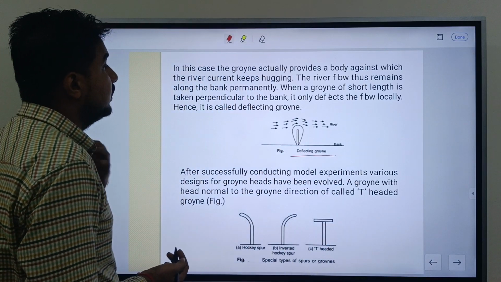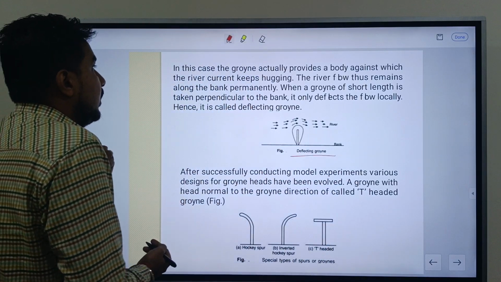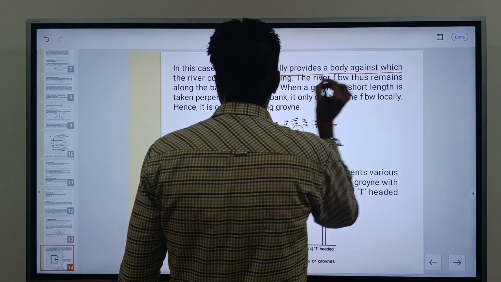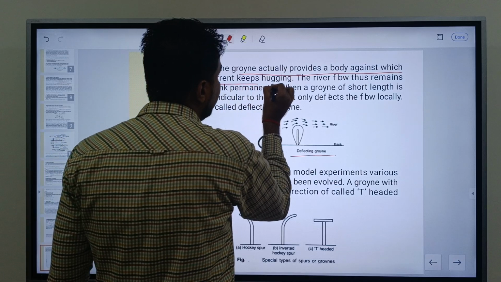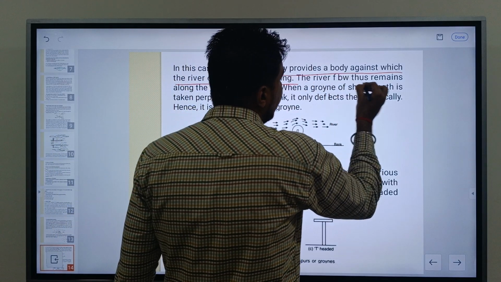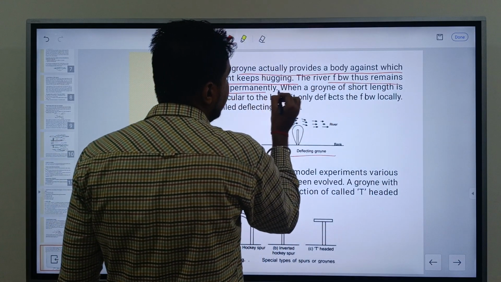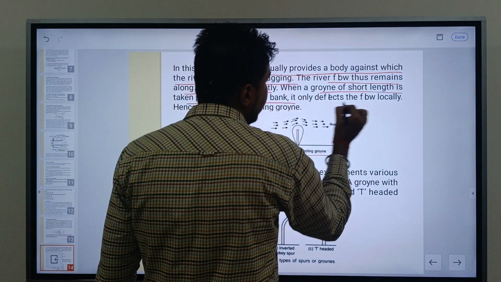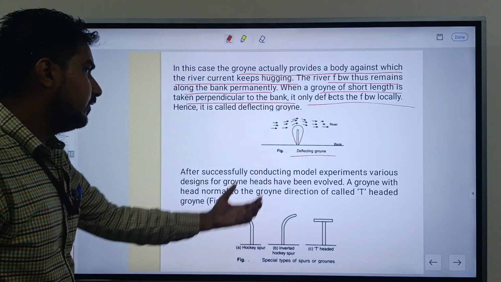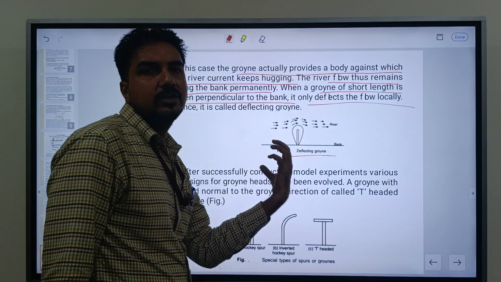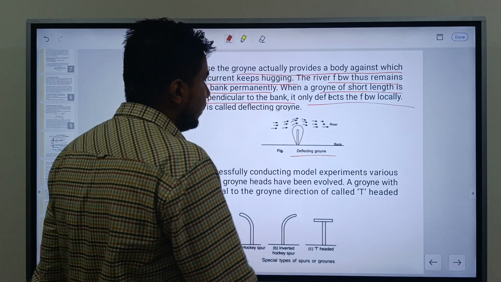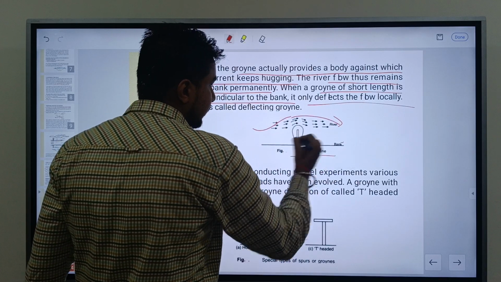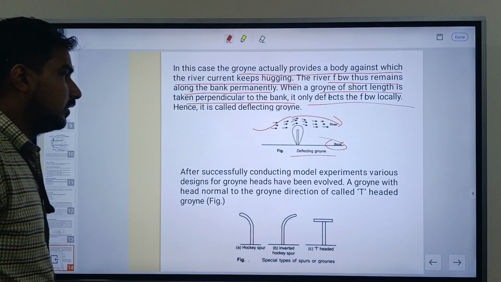अब deflecting groyne क्या होती है इसके बारे में हम जानते हैं. In this case, the groyne is provided as a body against which the river current keeps hanging. The river flow remains along the bank permanently, and when the groyne is of short length, it is taken perpendicular to the bank. It only deflects the flow locally. There is no particular angle or direction in this; it has been tilted, and the flow is going away from this condition. And this is the river way. This is the figure of a deflecting groyne.